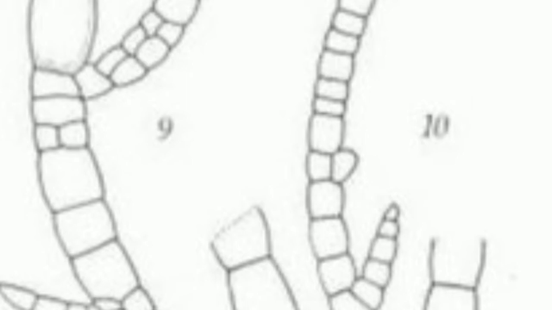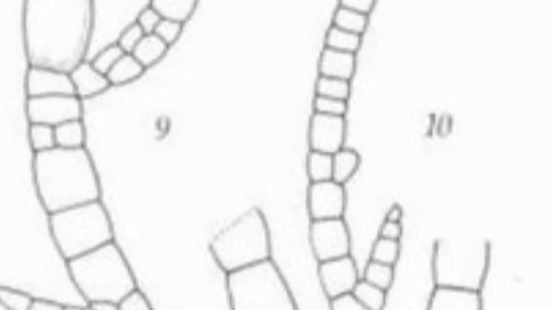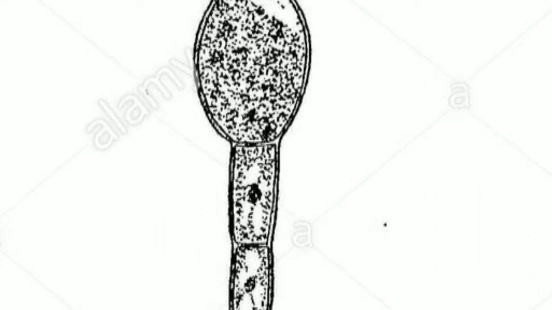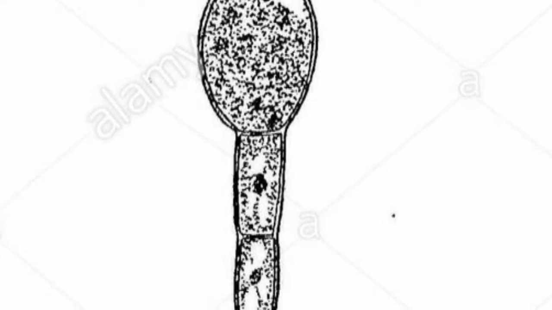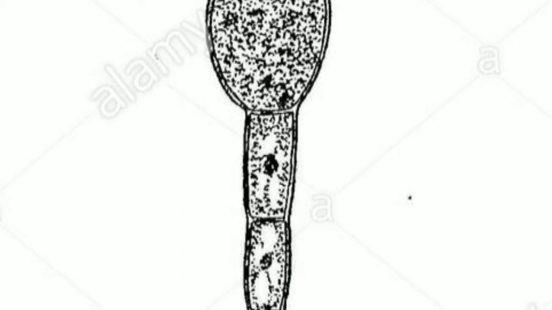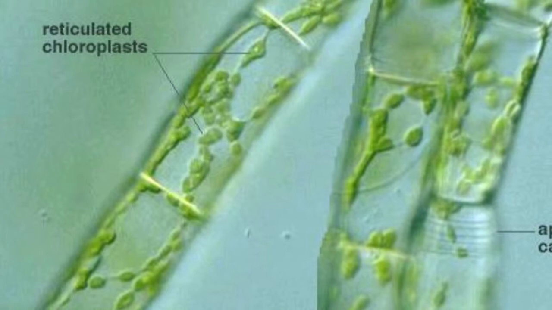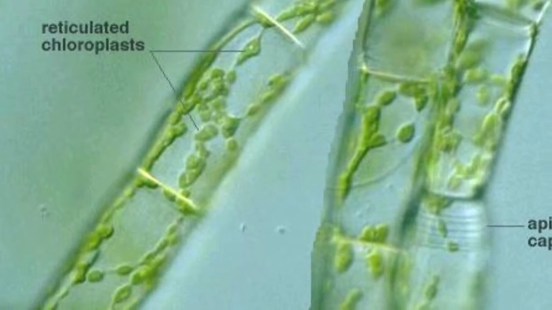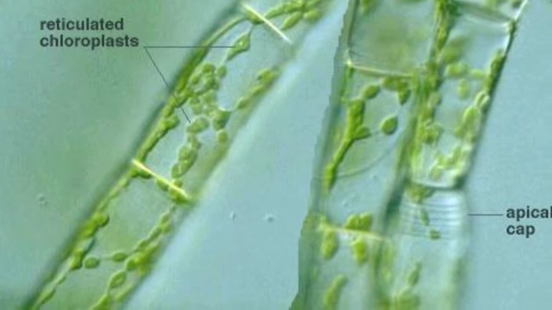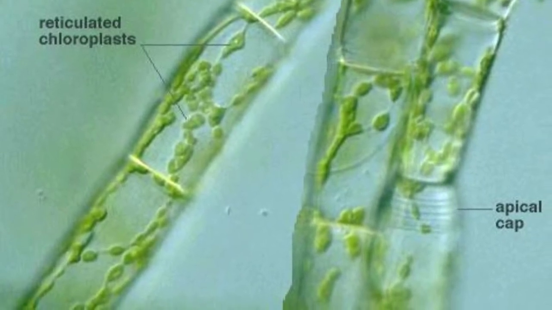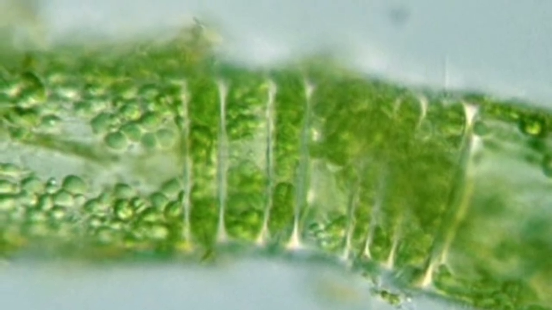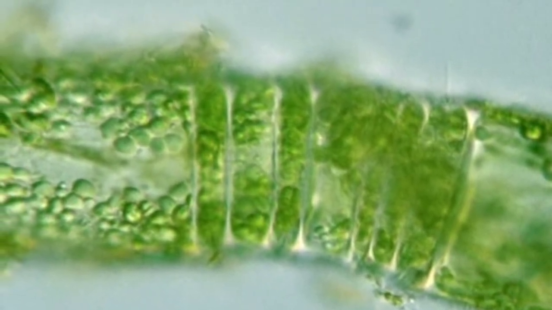In our previous video we talked about asexual reproduction and vegetative reproduction found in Oedogonium. Today we are going to study sexual reproduction in Oedogonium, in which we will cover the topics related to distribution of sex organs, antheridium, oogonium, fertilization, zygote and germination of zygote. So let's begin.